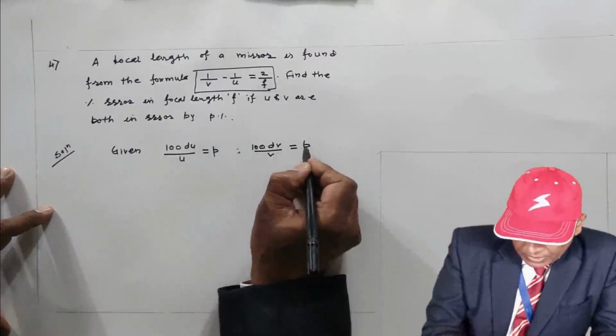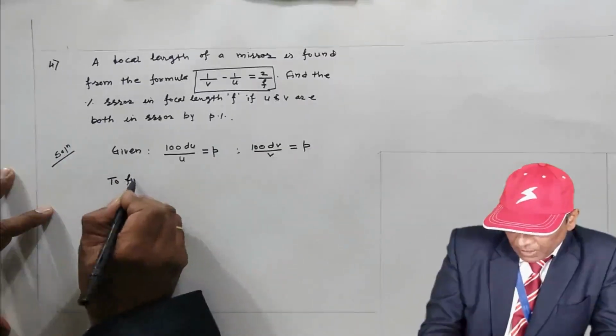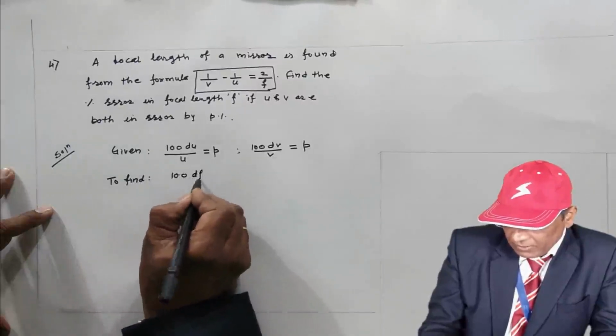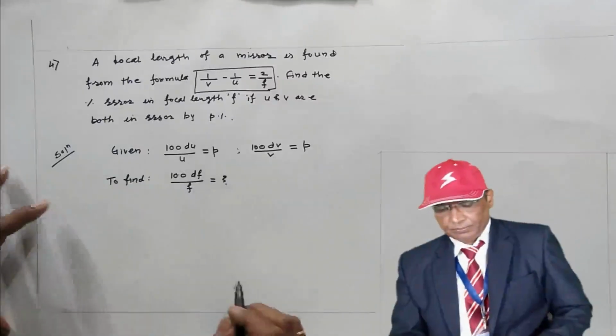Now, this is the given relation. What is the given relation? 1 by V minus 1 by U equal to 2 by F. This is the given relation. We want the percentage error in F, that's all.